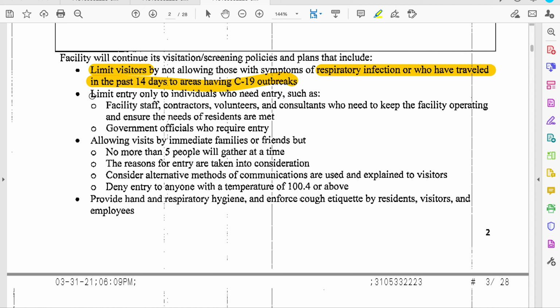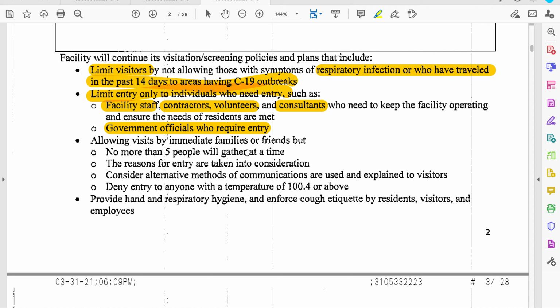We have to limit entry only to individuals who need entry. The individuals who technically need entry are facility staff, contractors, volunteers, and consultants. These are essentially people who we need to keep the facility operating, to ensure that the needs of the residents are met. Government officials who require entry will be allowed.